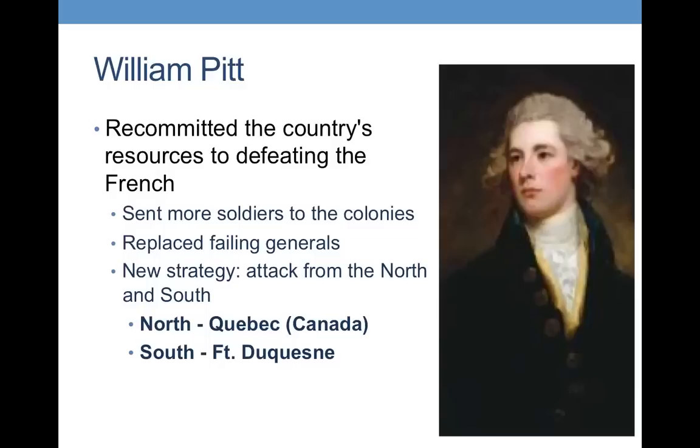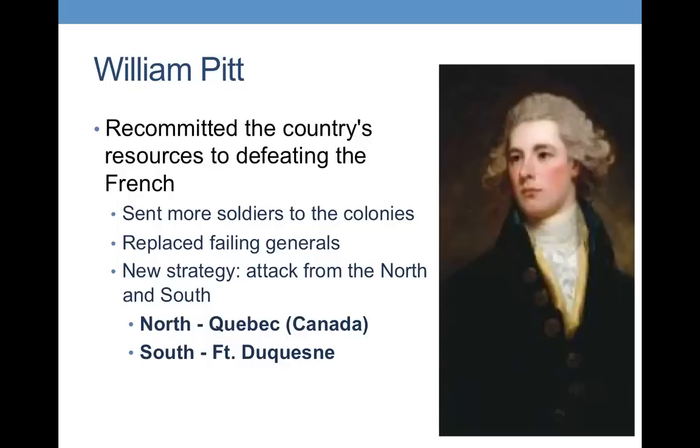And they continue to go back and forth, but really England's getting their butt kicked for a couple years. And so what they do is recommit themselves when William Pitt is brought in. William Pitt is the new Secretary of State of England, and a Secretary of State is really responsible for a country's dealings around the world.